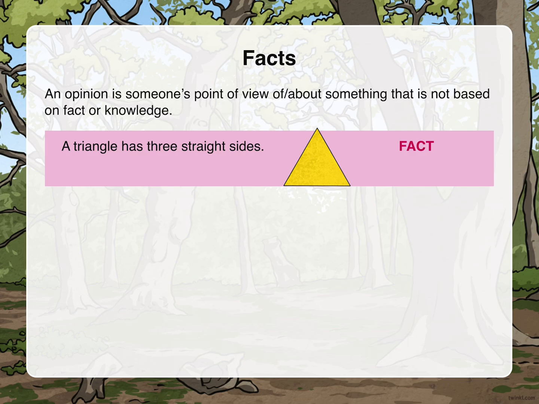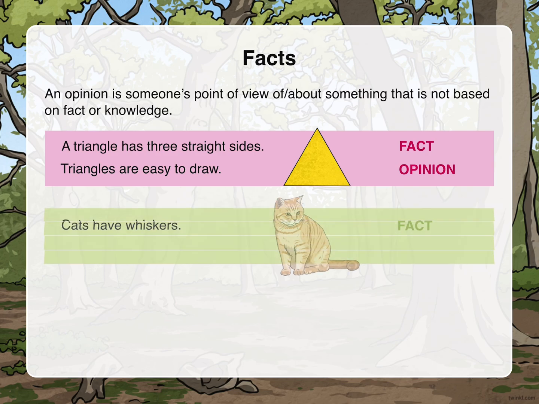So a triangle has 3 straight sides. That is a fact. An opinion might be triangles are easy to draw. Okay. I might think triangles are easy to draw because you can use a ruler and it only has 3 sides. Whereas somebody else might find circles easier to draw than triangles, and that would be their opinion.